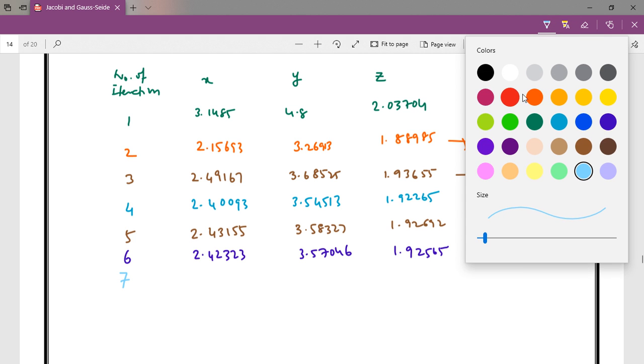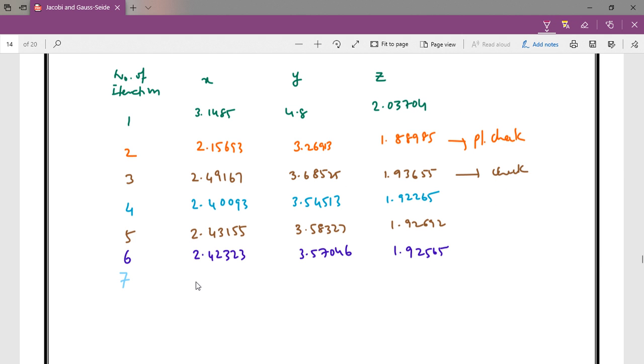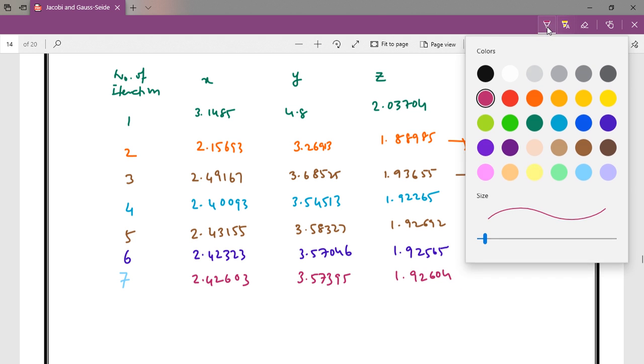Next, go for the seventh iteration. Already we have seen this has converged to one decimal place. So x value is 2.42603, y value is 3.57395, z value is 1.92604.